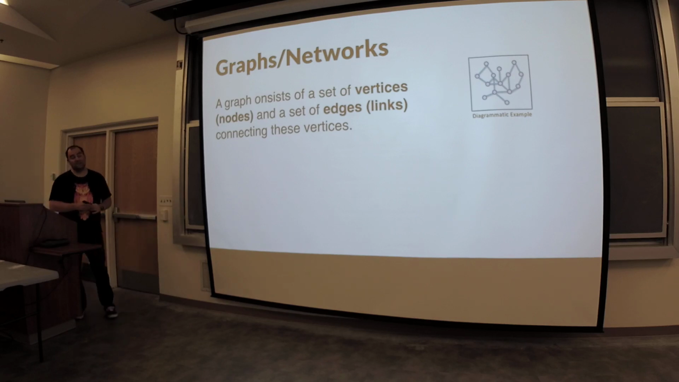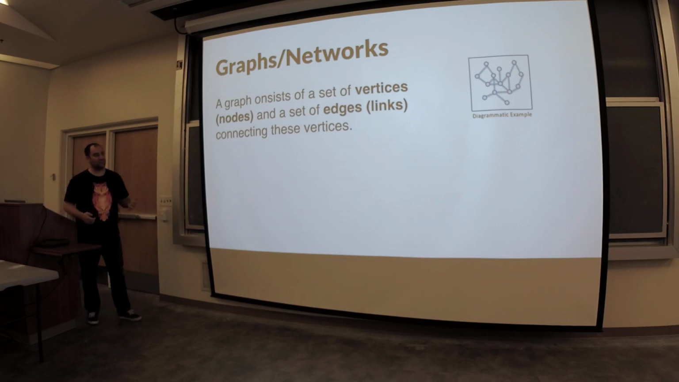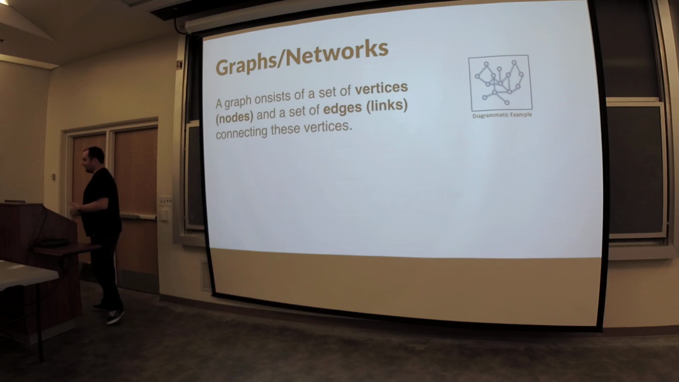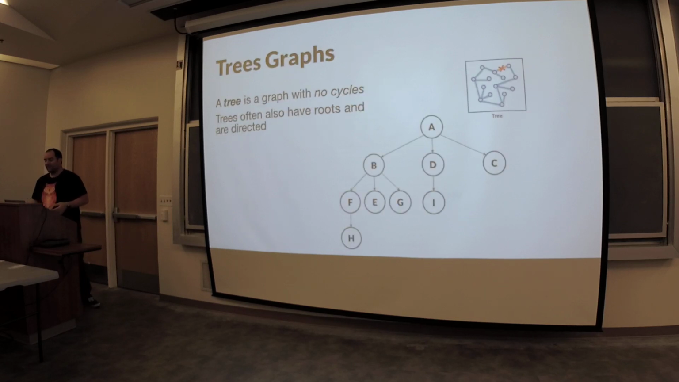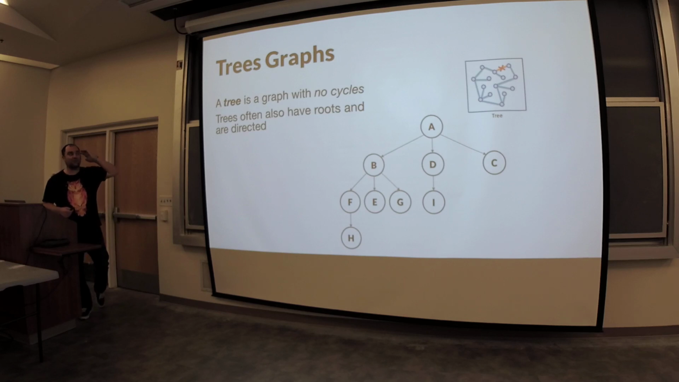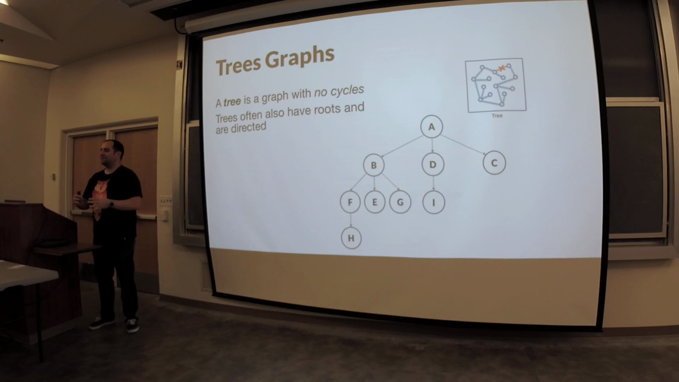Graphs and networks: the definition of a graph is that it consists of a set of vertices, which are also called nodes, and a set of edges, which are also called links, that connect these vertices, right? This is where we use the link data type to make these connections. Here's a simple example. A special type of graph is a tree, and in mathematical terms, a tree is simply a graph with no cycles. That's sufficient for the tree definition in graph theory.